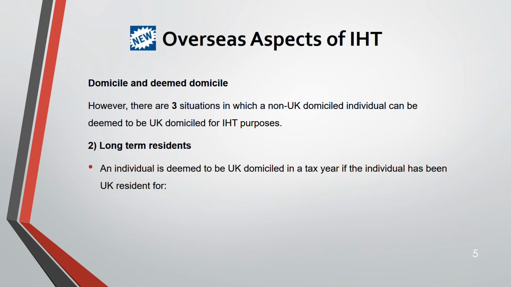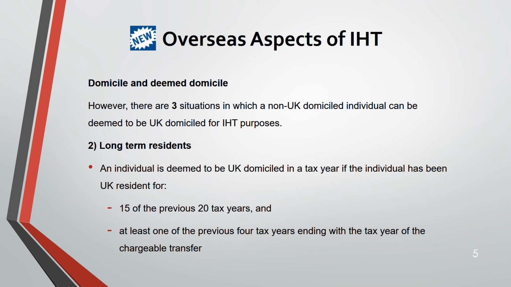An individual is deemed to be UK domicile in a tax year if the individual has been UK resident for 15 of the previous 20 tax years and at least one of the previous four tax years ending with the tax year of the chargeable transfer.